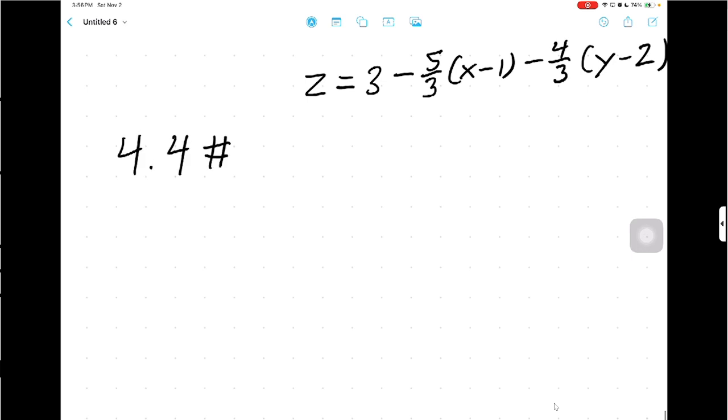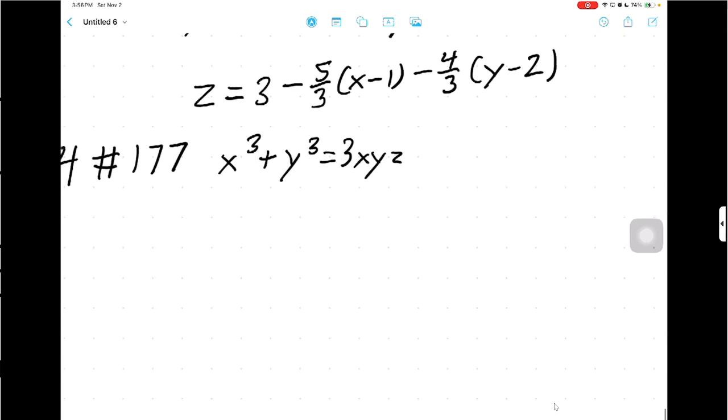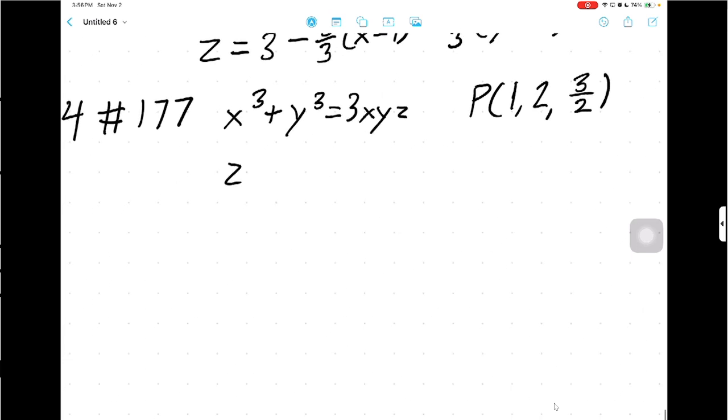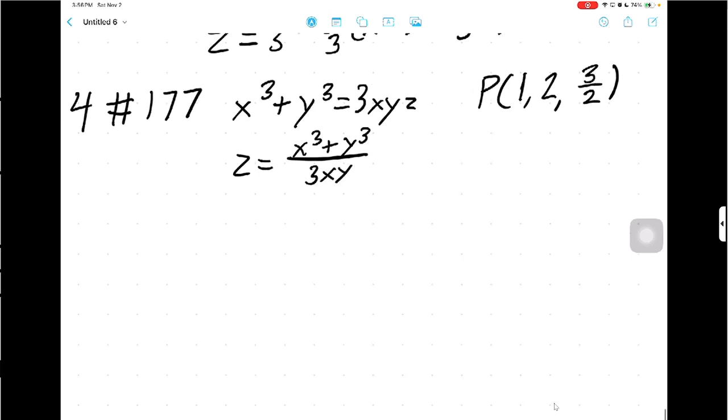Number 177. This is x cubed plus y cubed is equal to 3xyz. And then we're given a point 1, 2, 3 over 2. Dividing both sides by 3xy, we get x cubed plus y cubed over 3xy is equal to z.